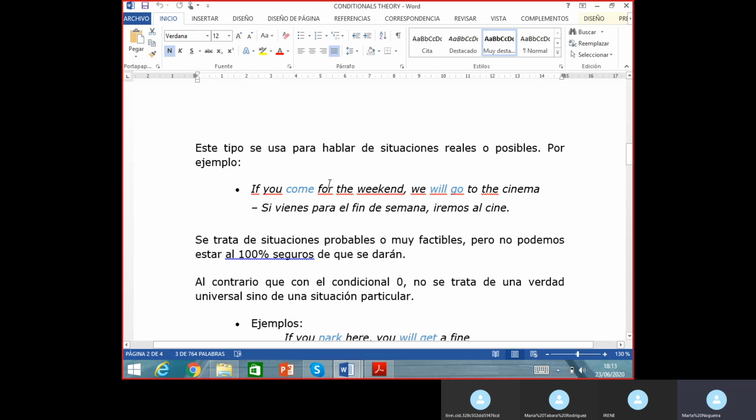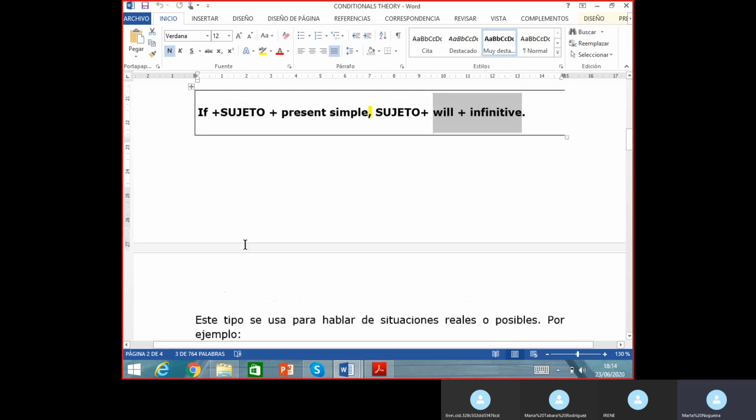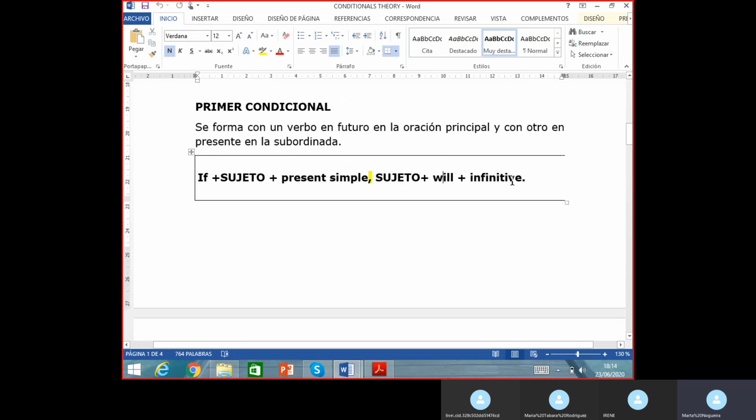So what is this used for? It is to talk about situations that are probable to happen. For example, if you study, look at the structure: if you study, you will pass the exam. Many times, even though you study, you don't pass. But it is highly probable that if you study, you pass. So if you study, you will pass. This is the normal thing. If you study, you are going to pass. Is this 100% sure? No, but it is the most probable thing.